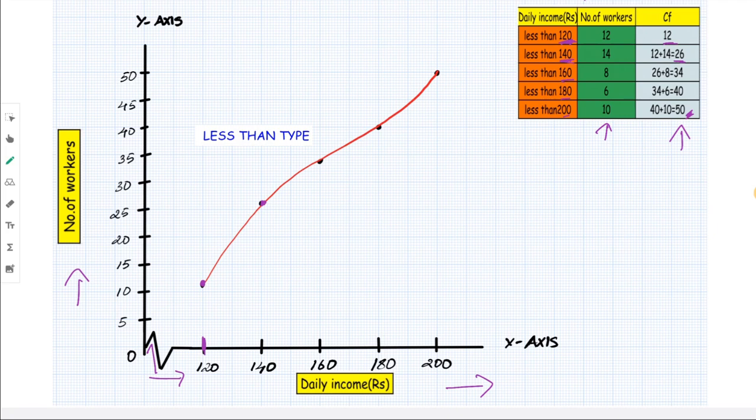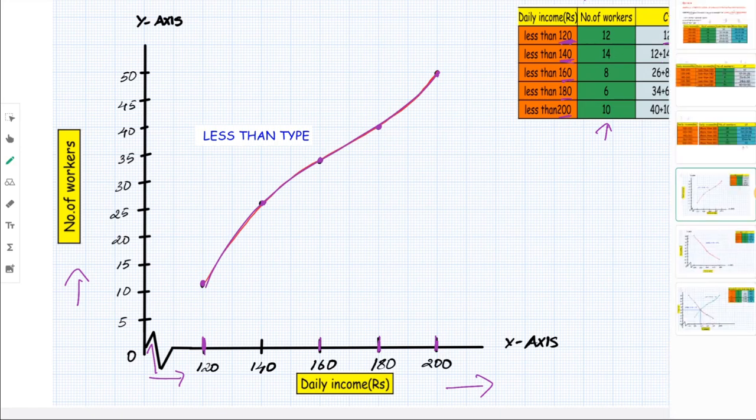Next, less than 160 is how much? 34. So 160 is here, then 34, I'm taking it to be here. Next, 180 is how much? 40, right? So 180 is here. If I go up, 40 will be here. And the last, less than 200, is 50. So 200 is here, then 50 here. So once you have plotted the points, you have to use your free hand and join them. Clear? Free hand. All right, so this will give us the curve for the less than type.